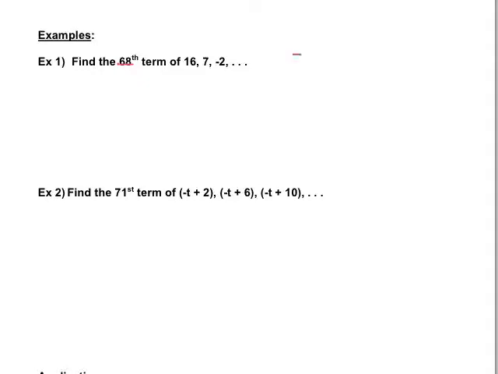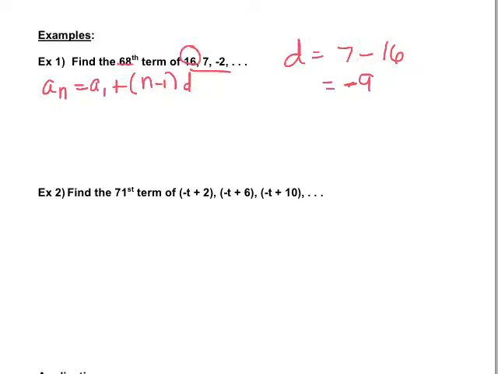The common difference here is going to be 7 minus 16, and that's going to be negative 9. So your common difference can be negative as well. And when your terms are decreasing, then the common difference has to be negative. So I just use my formula, a sub n is equal to a sub 1 plus n minus 1 times d. I'm trying to find the 68th term, and the first term is 16. So a sub 68 is equal to 16 plus, this would be 67 times negative 9.